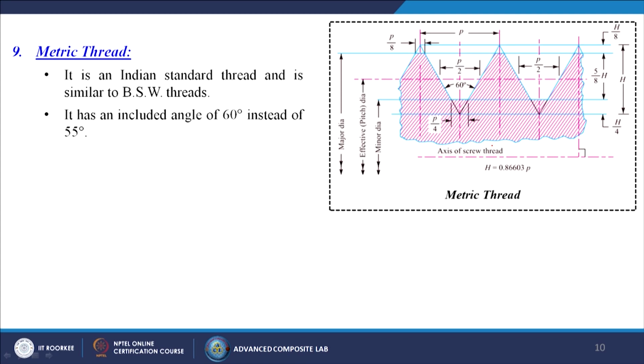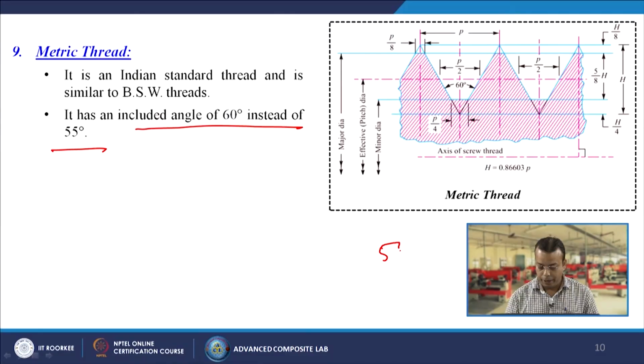Now, come to the metric thread. It is an Indian standard thread and is similar to BSW thread. It has an included angle of 60 degree instead of 55 degree. So, if you remember, when I talked about the BSW threads, that time this angle was 55 degree. Now, it became 60 degree. That is the difference between the BSW thread and the metric thread.